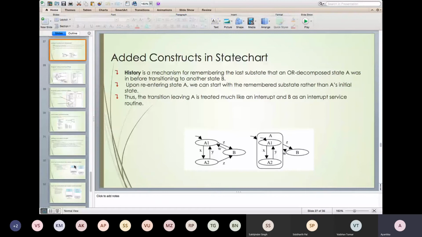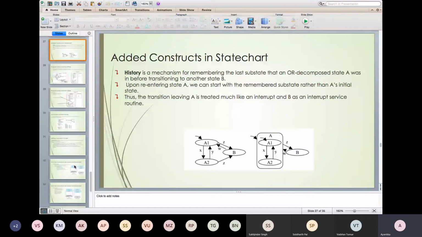History is very specific to hierarchical FSM. We will not see that in PSM; we will discuss that later. When we talked about hierarchy, you are in state A, and when this transition condition Z, or guard, is satisfied, you come out of A and make a transition to B, right?